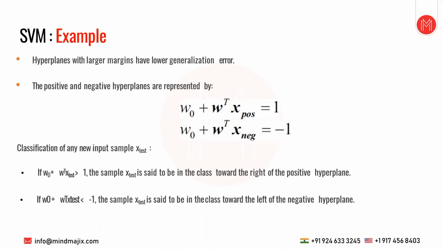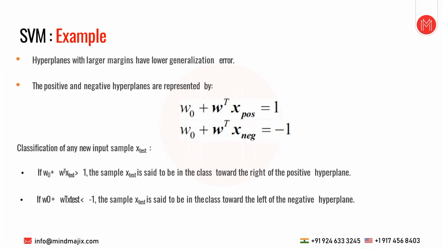The positive and the negative hyperplanes are represented as w0 plus w transpose x positive equals 1, for positive samples, and w0 plus w transpose x negative equals minus 1, for negative samples. The same information is provided over here. The classification of any input sample x test works like this: if w0 plus w transpose x test is greater than 1, then those values are greater than 1.